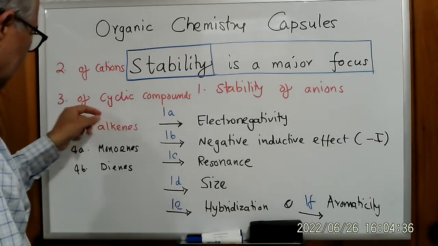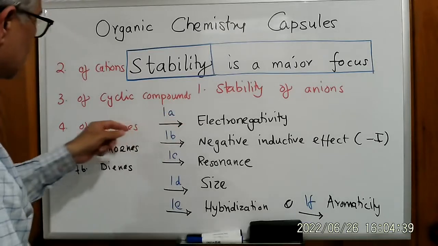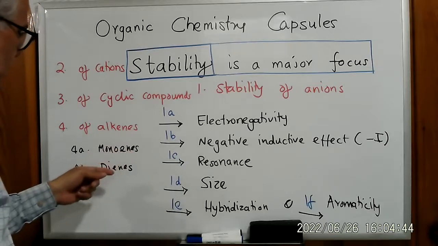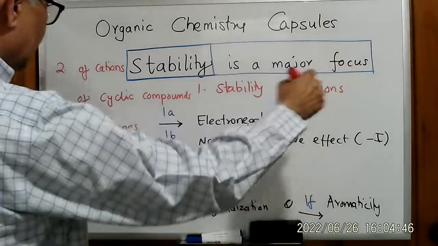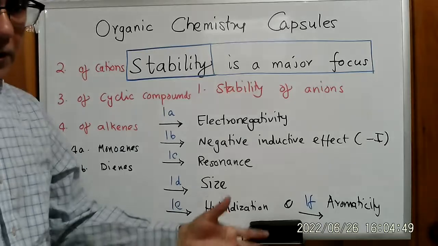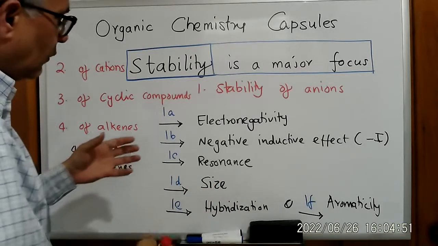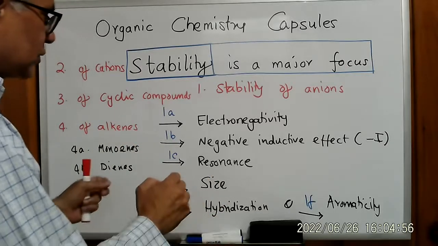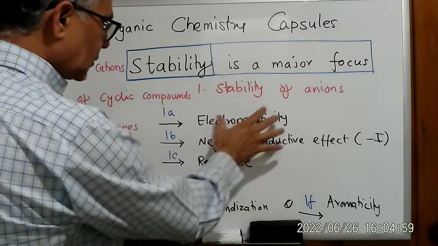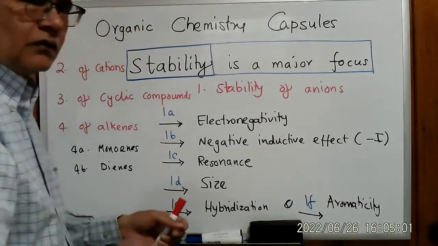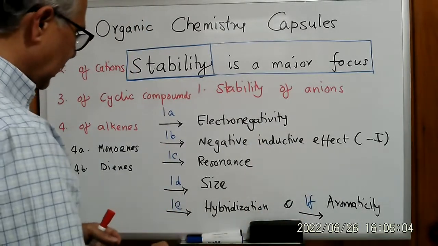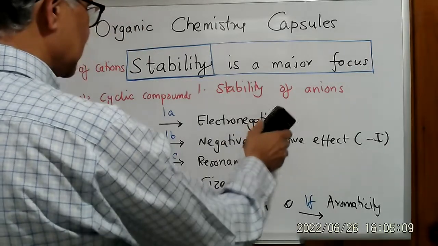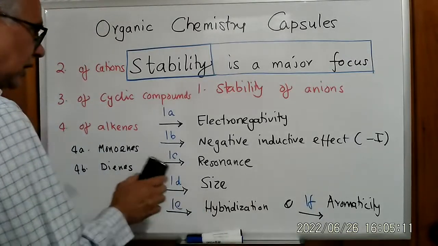And then likewise we look at the stability of cyclic compounds, of alkenes. Within alkenes we can look at the stability of monoenes and dienes. So stability is a big umbrella, which we need to learn and be able to apply the most apt criteria for any given situation. With that introduction, we'll talk about how resonance explains the stability of different anions.